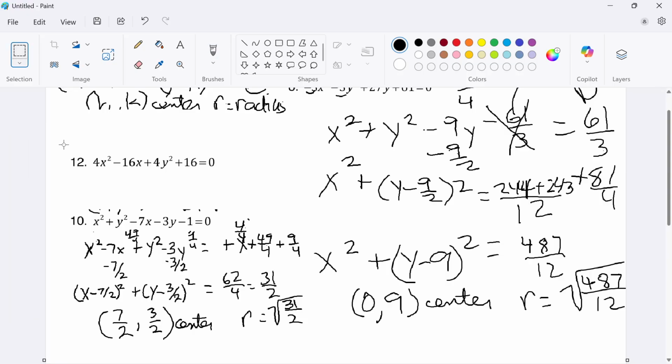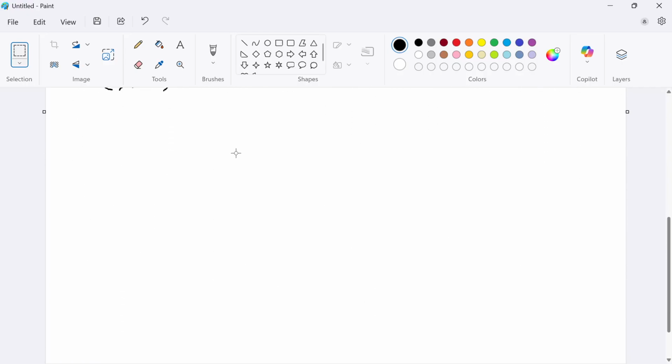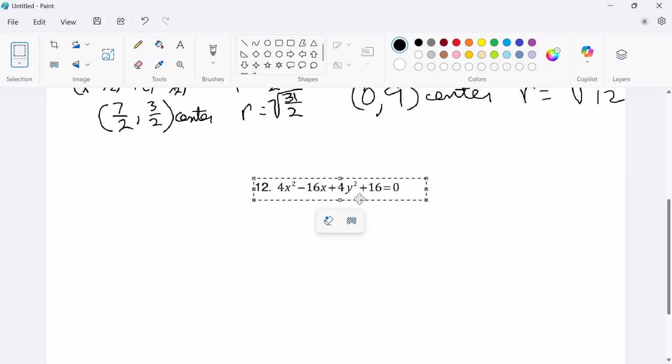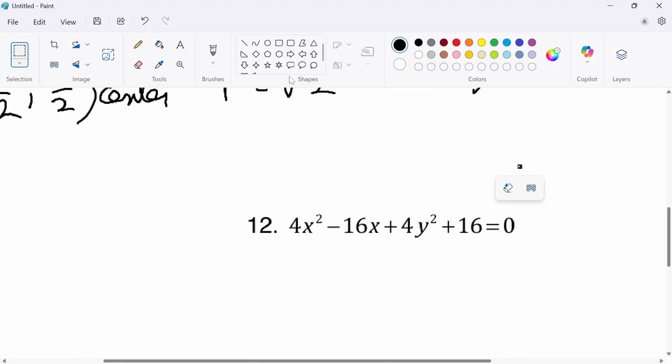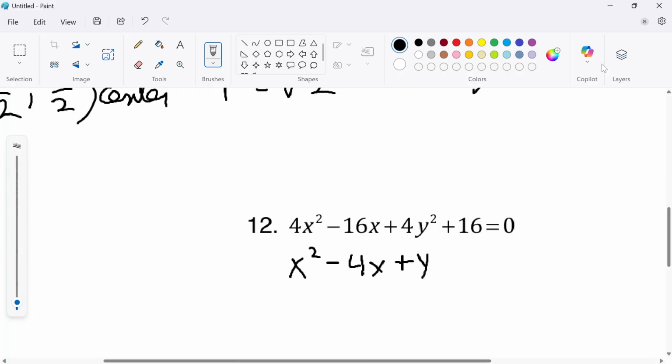Here's number 12. 4x squared minus 16x plus 4y squared plus 16 equals 0. Well, let me try this first. Since I know this is a circle, x is 4, y is 4, the sign is the same, plus, plus, I'm just going to divide everything by 4. x squared minus 4x plus y squared plus 4 equals 0. I'm just going to subtract 4 from both sides. So I have x squared minus 4x plus y squared equals negative 4.